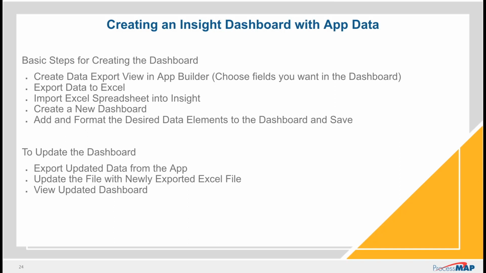Next, we're going to build a dashboard by exporting data out of an app. And the basic steps for this is we're going to create a data export view in the App Builder app where you choose the fields that you want in your dashboard. We're going to export that data to Excel. We're going to import the Excel spreadsheet into Insight. We're going to create a new dashboard, and we'll add and format the desired data elements to the dashboard and save. Very simple process.